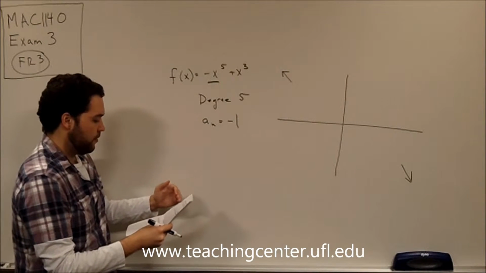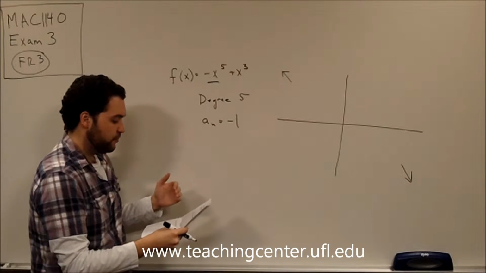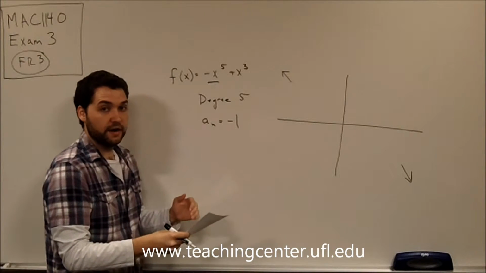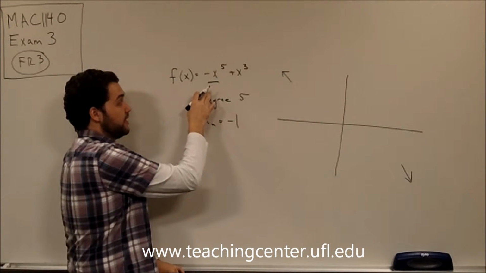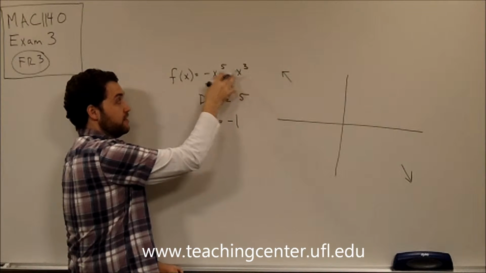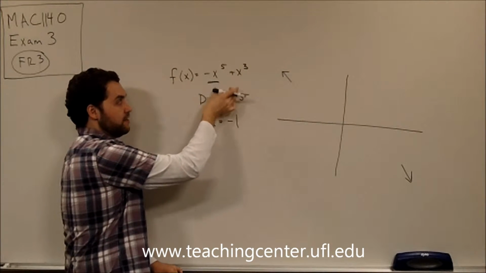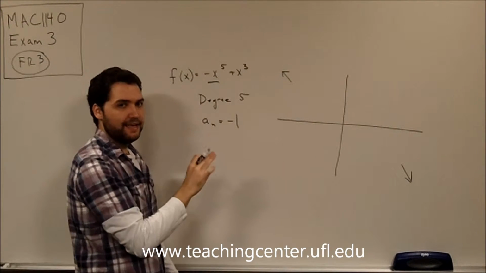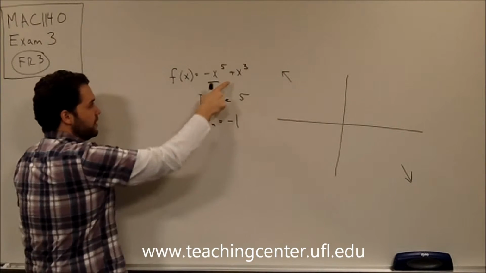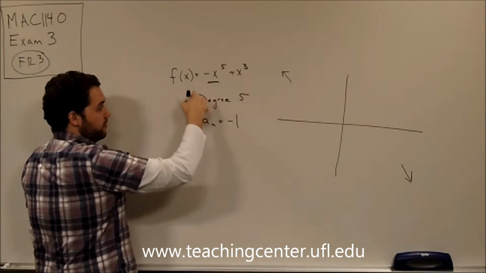So that's it for part 1. Then part 2 says find the real zeros and multiplicity for each zero. To find the zeros, you just ask, what x can I plug in that makes this whole thing go to 0? The best way to do that is to factor this polynomial, set it equal to 0, and solve it. So we can see that we can actually factor out a negative x cubed.